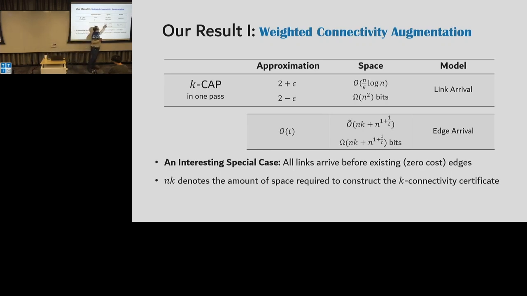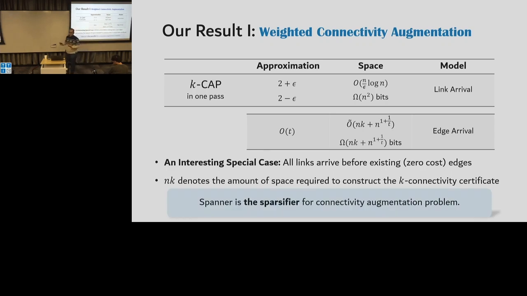So just to see why it makes sense, nk is basically the amount of space that you need from the G part, the edges in the graph G, so that you can store a k-edge connectivity certificate. And the n to the 1 plus 1 over t part is the amount of space that you need for the links. So basically, it's the number of links that you need to store. And if you look at this order t and n to the 1 plus 1 over t, it resembles the spanner trade-off, the distortion of the spanner versus its space complexity.